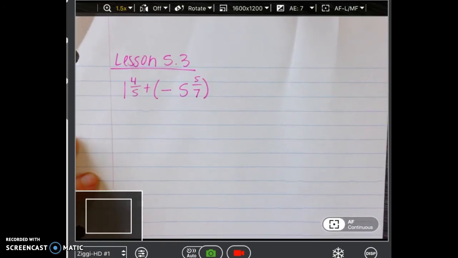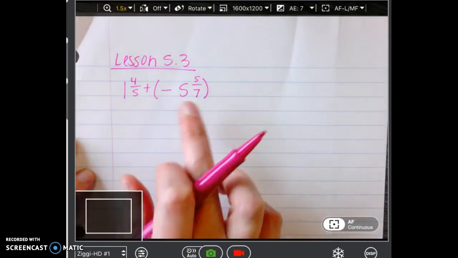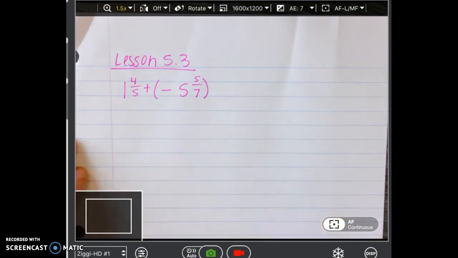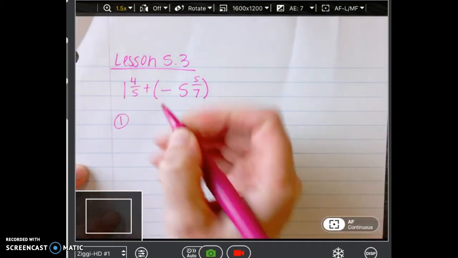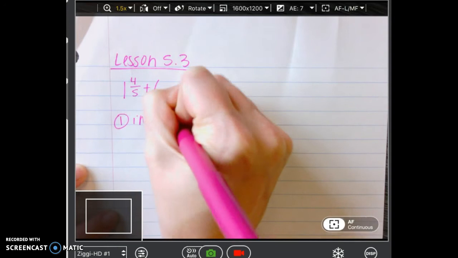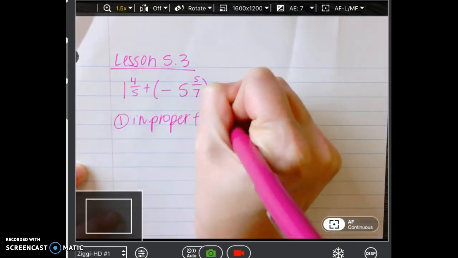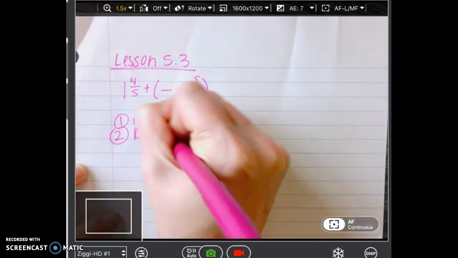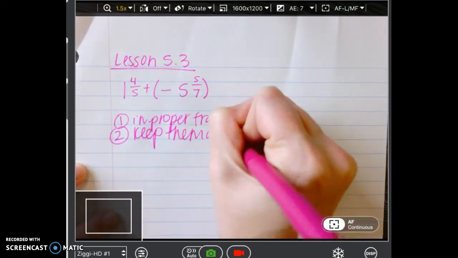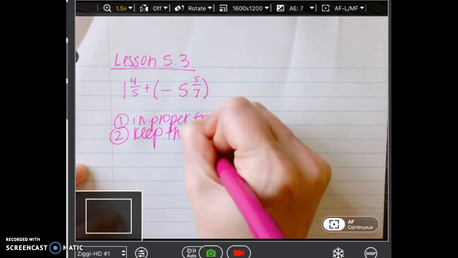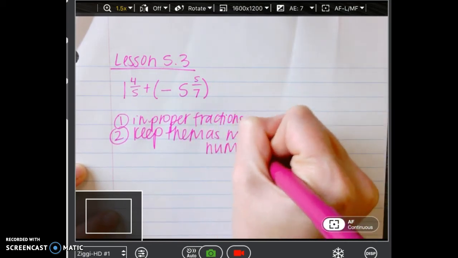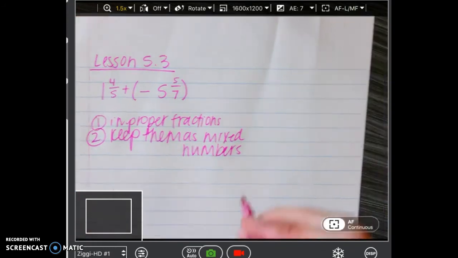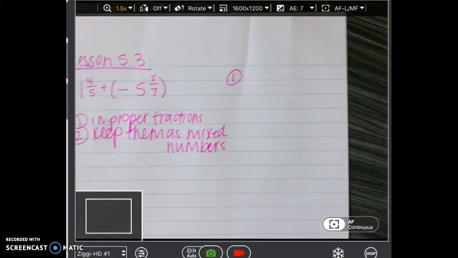So when I look at this expression, I notice that these fractions have different denominators. So that means their piece sizes are different. So I'm going to need to find a common denominator. So there's two different ways I can solve this problem. The first way is I can change both of these fractions to improper fractions and then solve. And then the second way is I can keep them as mixed numbers. It's whatever way that you prefer. I like to keep them as mixed numbers, but you can do either way. So I'm going to start with the first way, which is changing them to improper fractions.